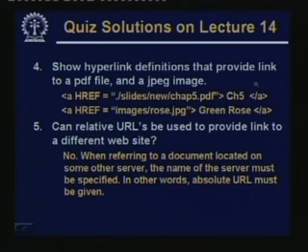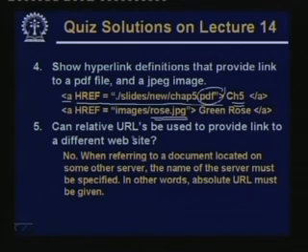Show a hyperlink definition that provides a link to a PDF file and a JPEG image. You just give A, then href, then the PDF file, that is all, followed by some text which will be hyperlinked. And for a JPEG image it will be the same, only this will refer to a JPEG file.